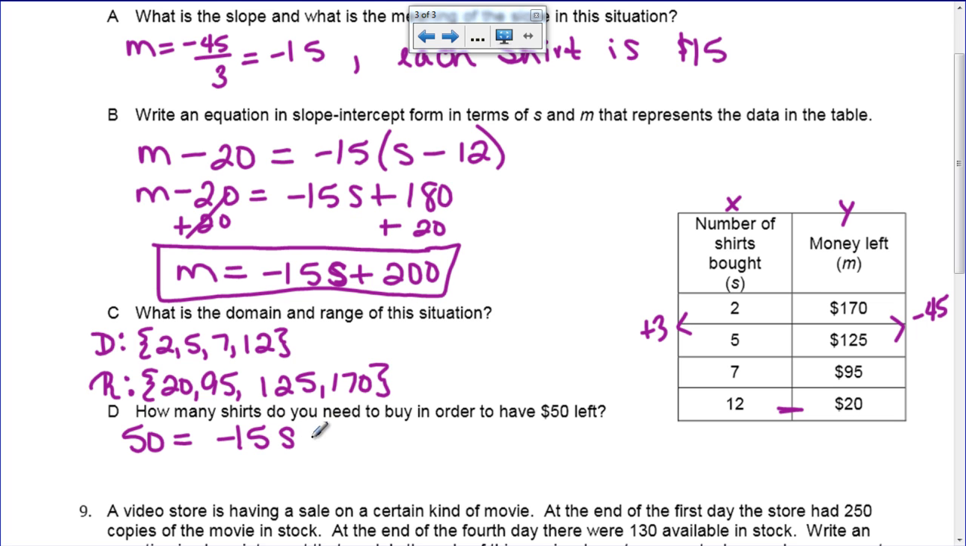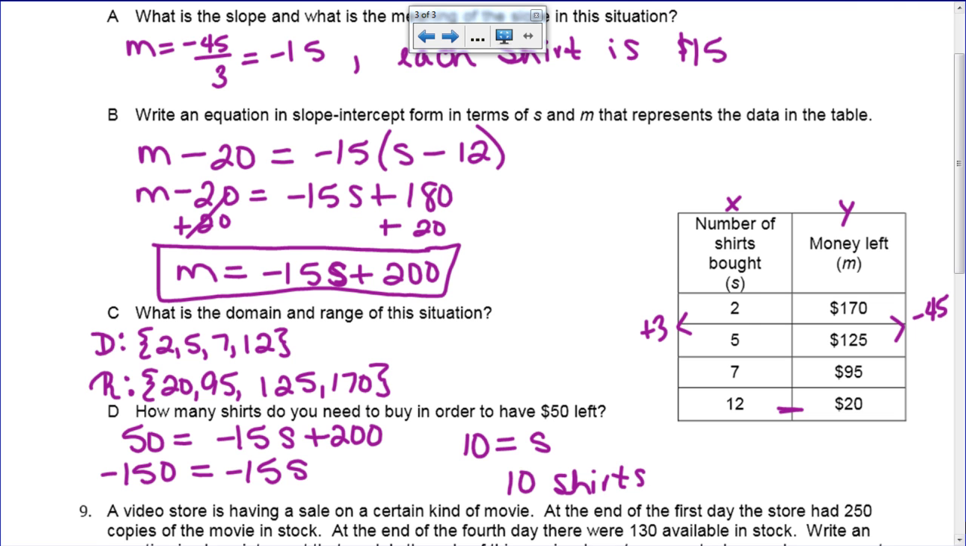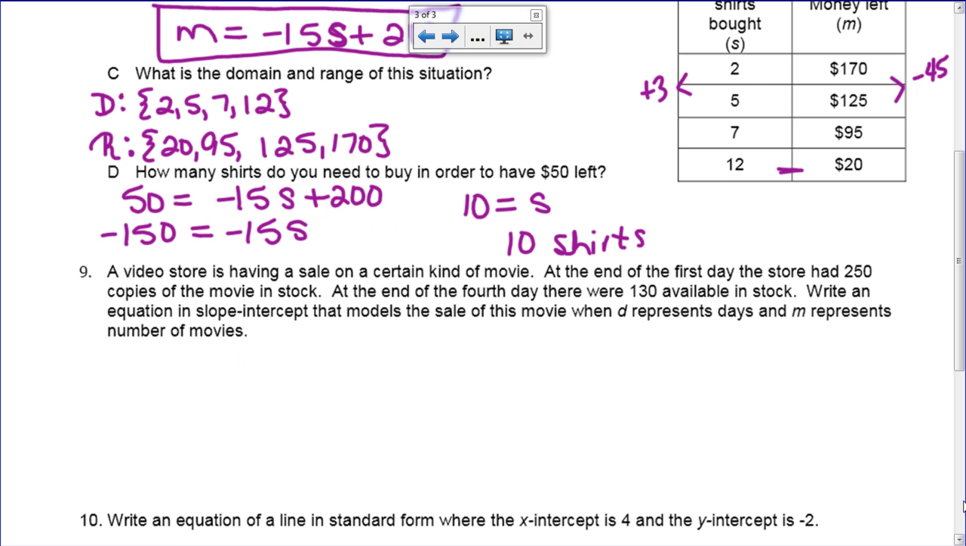I want to find out what S is, so I'm going to solve my equation. I would subtract 200 on both sides, so I would get negative 150 is equal to negative 15S. Then I would divide both sides by negative 15, and negative 150 divided by negative 15 gives me positive 10 equals S. So I would have to buy 10 shirts if I wanted to have $50 left.